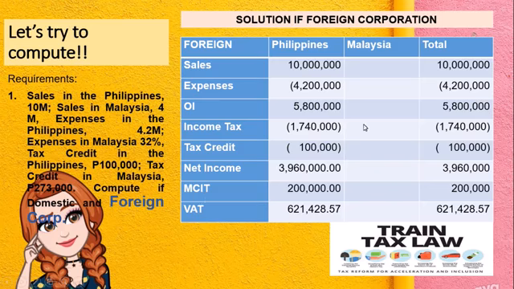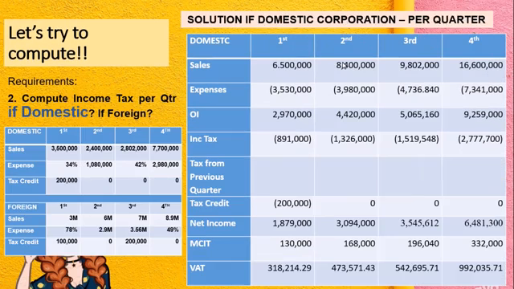Okay, so this one is the income tax, and this one is the business tax, the value added tax. So again, how to compute this? You need to get the 10 million of sales divided by 112 times 12, and the 4,200,000, which is your input tax, divided by 112 times 12. So the deduction of these two will be your value added tax, which is 621,428.57.